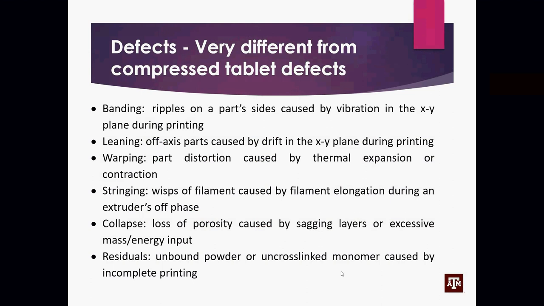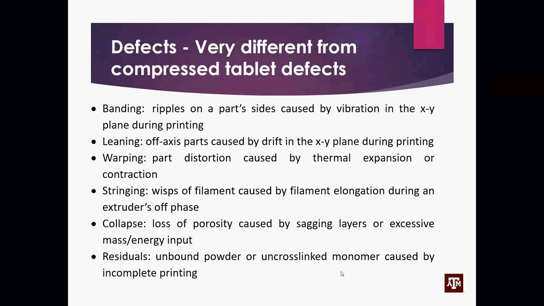The defects of the 3D printed formulation are completely different from the compressed tablet defects. We used to study in our pharmaceutics courses how compressed tablets have issues like capping. This one has completely different defects than the compressed tablet. It has banding, which is ripples on the part size caused by vibration in the XY plane during the printing. Since we have this 3D module that has XYZ axis, if there is a little vibration in this XY plane during the printing, then it will get little ripples on this one.